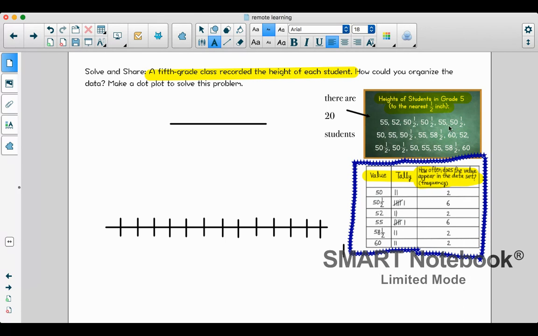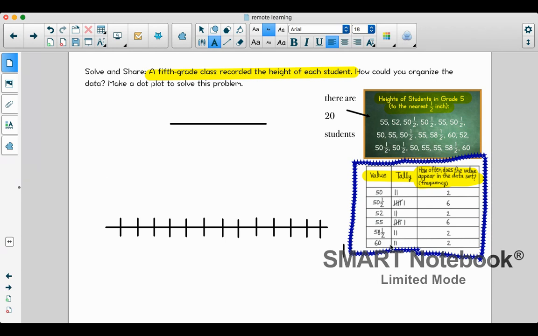So each number is represented here by a tally mark. So each tally represents students, right? Because we're measuring students. So you have 2 students that are 50 inches. You have 6 students that are 50.5 inches. You have 2 students that are 52 inches. 6 students that are 55 inches. 2 students that are 58.5 inches, and 2 students that are 60 inches.